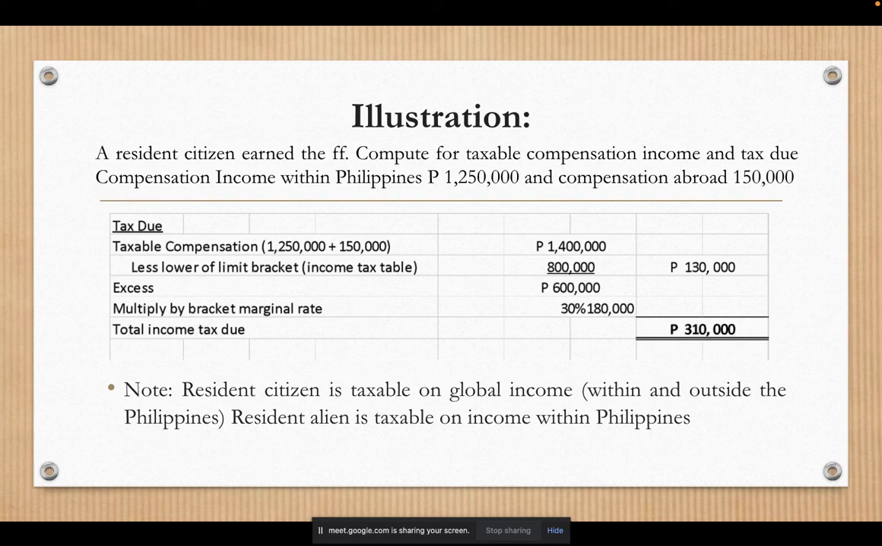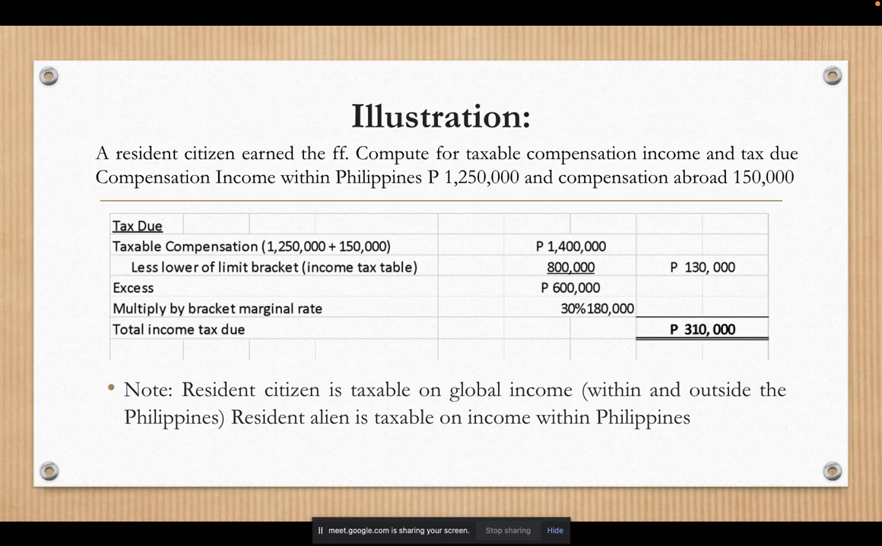Compute for the taxable compensation income and tax due. Compensation income within the Philippines is 1.25 million and compensation abroad is 150,000. Okay, so let's look at it. Taxable compensation is 1.25 plus 150. That's a total of 1.4 million. That's the lower limit of the bracket.